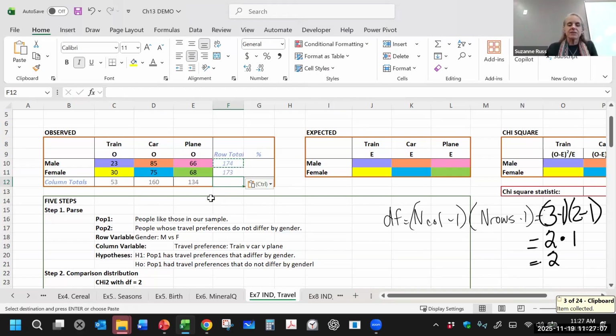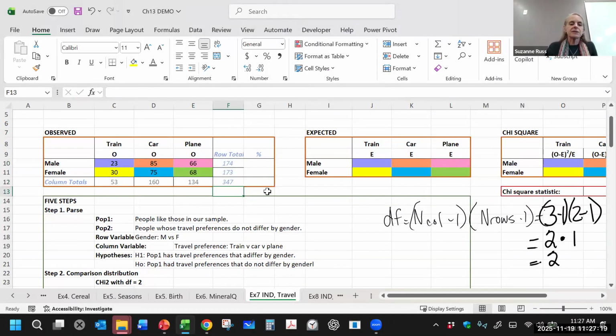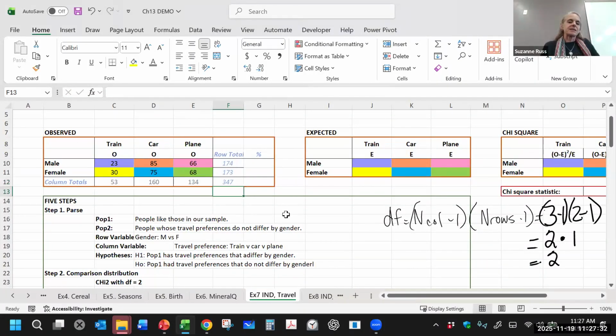And let's go ahead and get the total in 2 ways just to verify that we did everything correctly. We just sum up these row totals, or we could sum up all the cells, either way. We got 347. I'm just going to do one more check and make sure we still get 347 if I sum up the column totals. So I'm going to just sum those up as well. And I get 347 again, so that's correct.